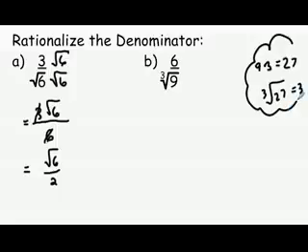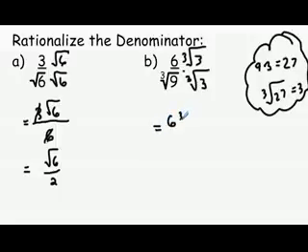So bearing this in mind, we can rewrite our expression by multiplying the numerator and denominator here by the cube root of 3. So I take the numerator and denominator times the cube root of 3. My result is 6 times the cube root of 3 divided by the cube root of 27, which we know to be 3.